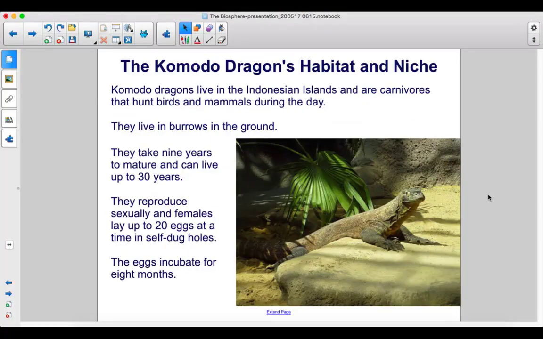Komodo dragons live in the Indonesian islands and are carnivores that hunt birds and mammals during the day. They live in burrows in the ground. They take 9 years to mature and can live up to 30 years. They reproduce sexually, and females lay up to 20 eggs at a time in self-dug holes. The eggs incubate for 8 months.